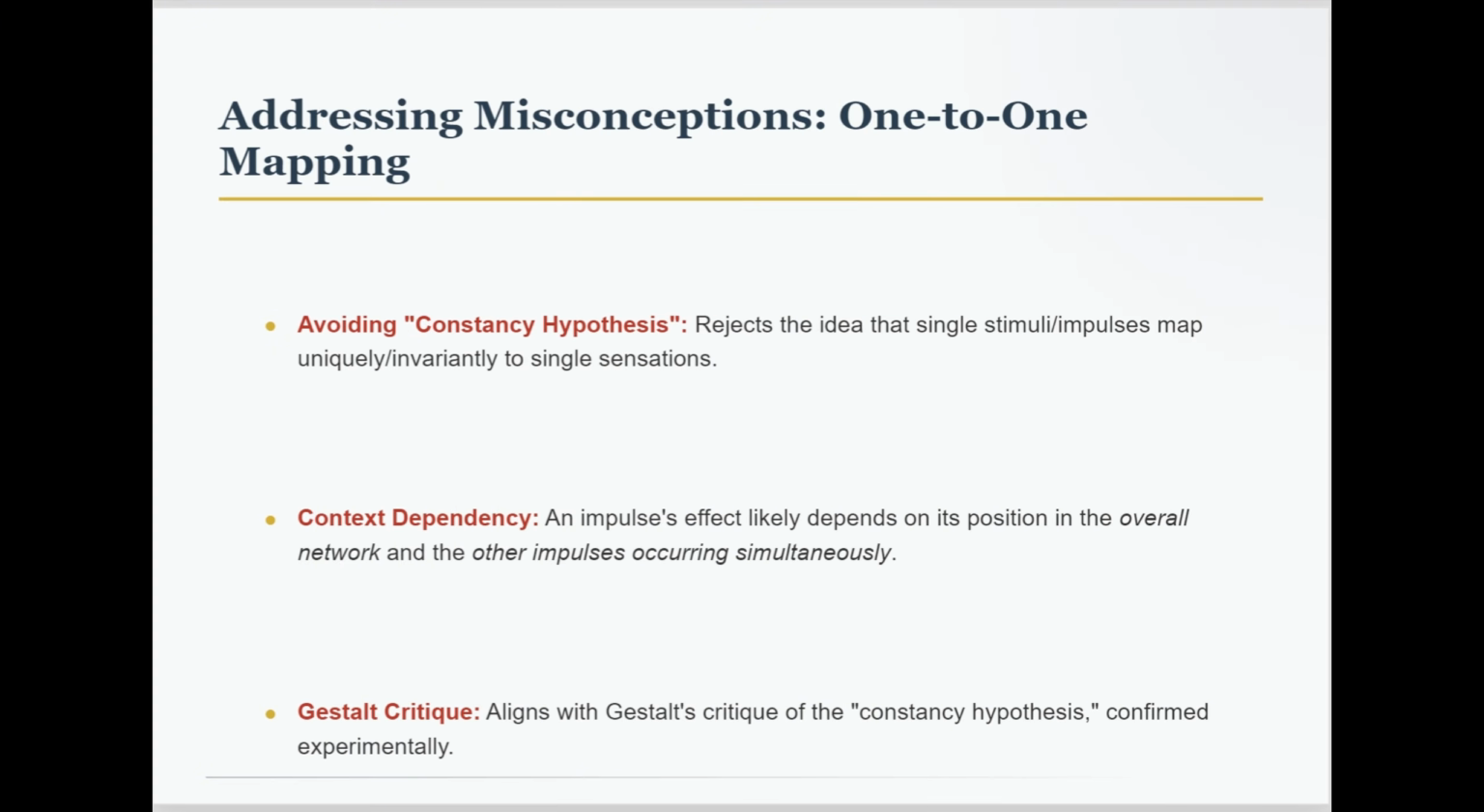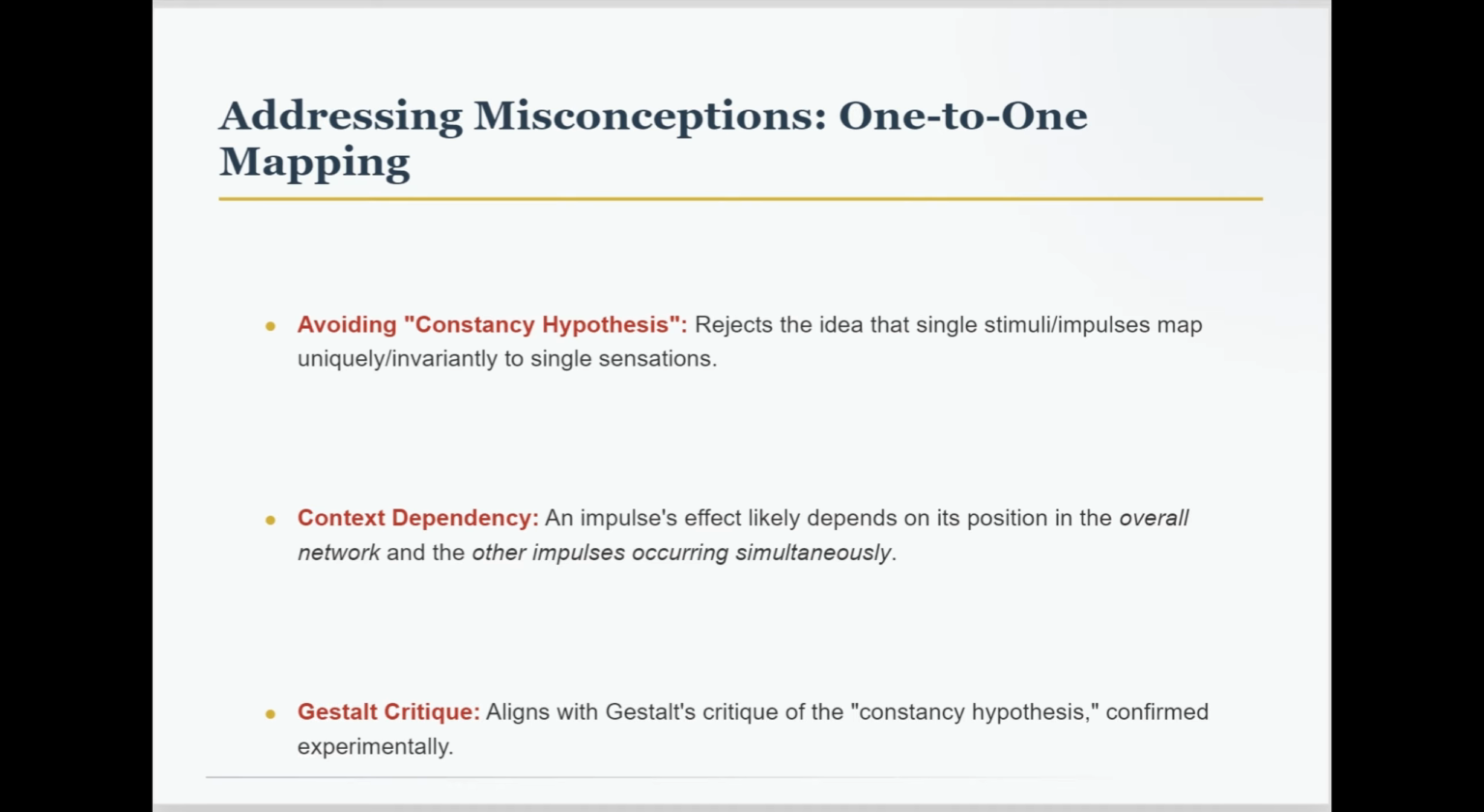Now, let's tackle a common misunderstanding. Does this mean each specific nerve impulse always produces the exact same specific sensation? Like one particular spark in your retina always means seeing the number 7? Nope. That's the old constancy hypothesis, and it's wrong. Think about it. Does the meaning of a word depend only on the sound of the letters, or does it depend heavily on the context? Same deal with nerve impulses.